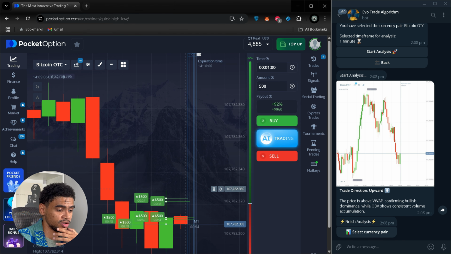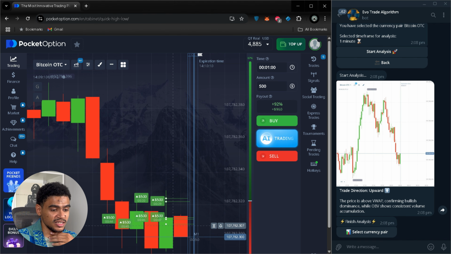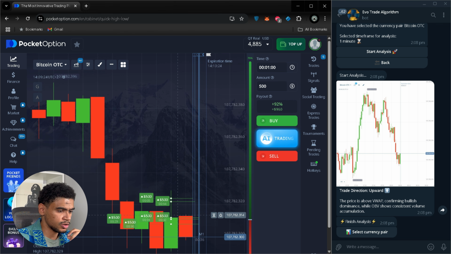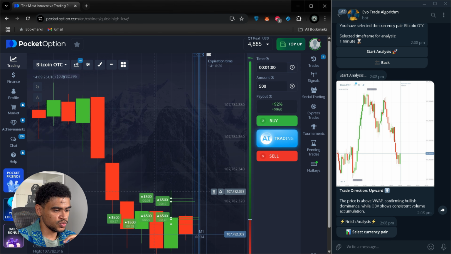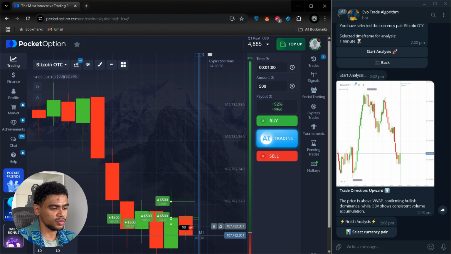This is almost all of the money we made, but that price drop let me know everything that I needed to know, that there is a lot of pushback coming in, a lot of volatility. And as you can see, the price is above VWAP, confirms bullish dominance, while OBV shows consistent volume accumulation. So we're gonna take a loss obviously on these first 2, which is fine, but this is exactly why I placed 4 here. I doubled my amount to make sure this covers the losses that I'm going to have here.